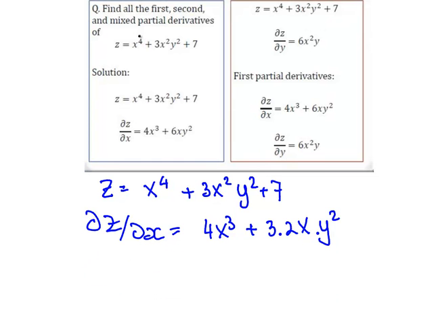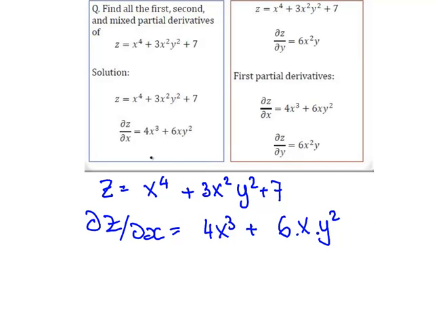So that is just 6xy squared. And 7 is just a constant term. There's no x or y terms in it, so it's plus 0 because it's just a constant, so we don't have to put that in.